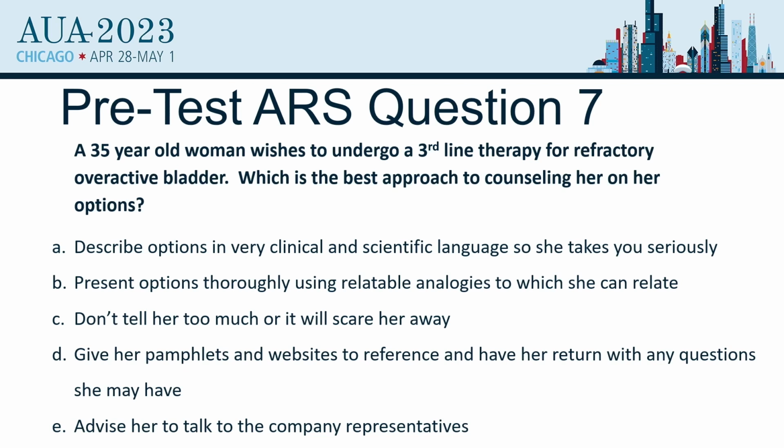Okay, and with that, I think there's 7. This is the last one, I'm sure. A 35-year-old woman wishes to undergo a third-line therapy for refractory overactive bladder. Which is the best approach to counseling her on her options? Describe options in very clinical and scientific language so she takes you seriously. Present options thoroughly using analogies to which she can relate. Don't tell her too much or it will scare her away. Give her pamphlets and websites to reference and have her return with any questions she may have. Or advise her to talk to the company representatives.